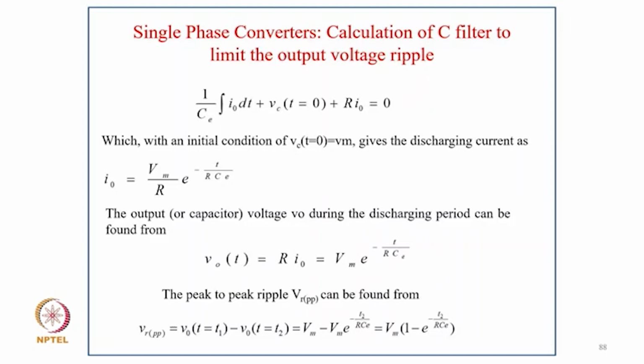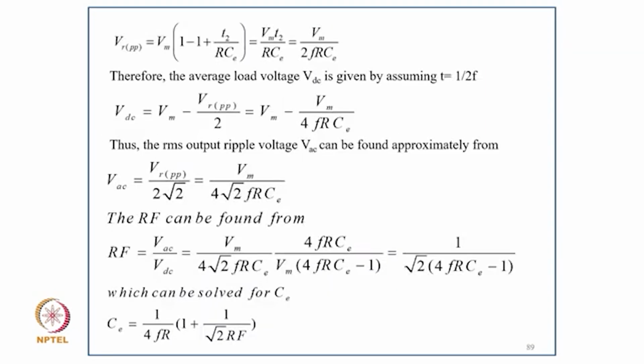The peak to peak voltage ripple can be found out: V_r(pp) equals V at t equal to T1 minus V0 at t equal to T2, that is equal to Vm minus Vm e to power minus T2 upon RC, that is equal to Vm in bracket 1 minus e to power minus T2 upon RC. Or the ripple voltage V_r(pp) is equal to Vm in bracket 1 minus 1 plus T2 upon RC, or equal to Vm T2 upon RC, or Vm upon 2fRC.